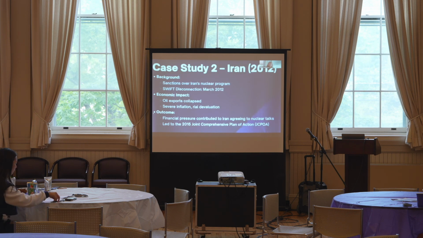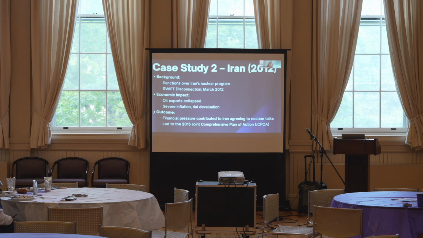So moving into our second case study, Iran. In March 2012, Iran's banks were disconnected from SWIFT in response to international concerns about Iran's nuclear program. The impact of this was severe. Iran's oil exports, which accounted for over 80% of its foreign income, dropped completely. The value of the Iranian rial, which is Iran's currency, fell, and inflation rose rapidly. Plus, any international trade came to a halt.